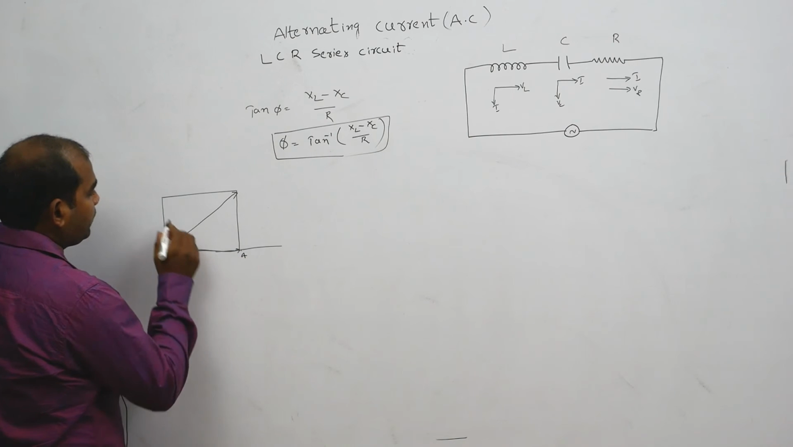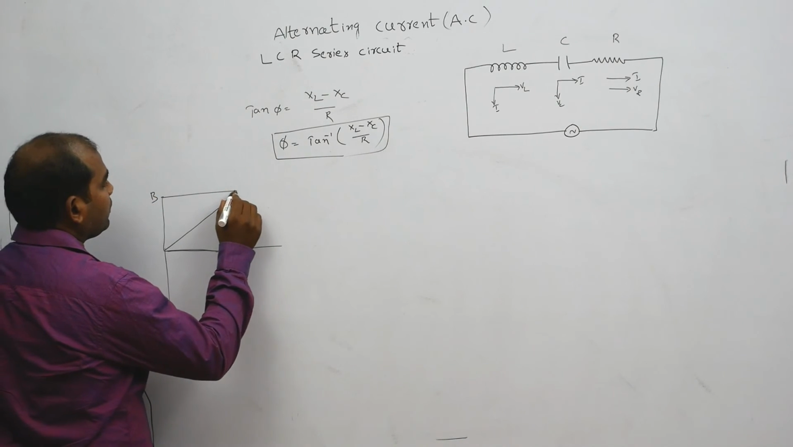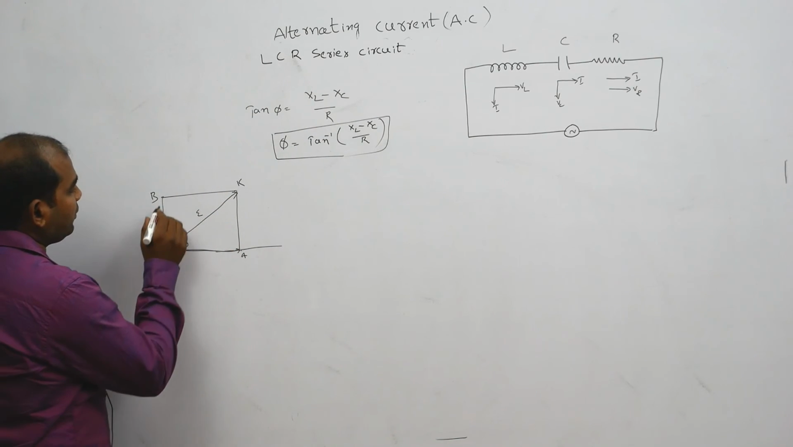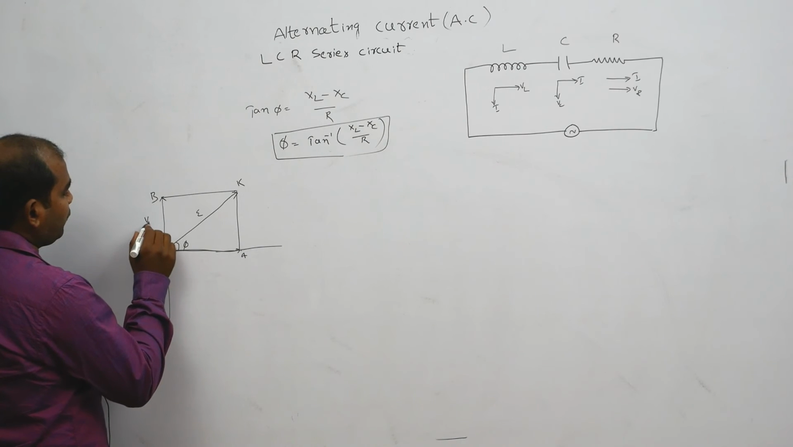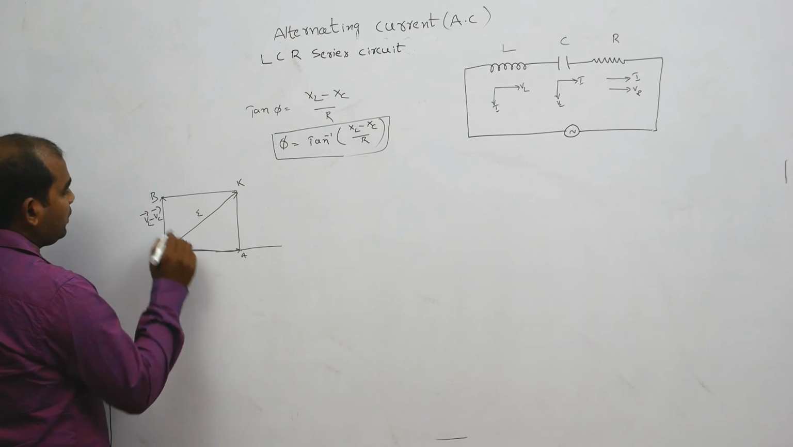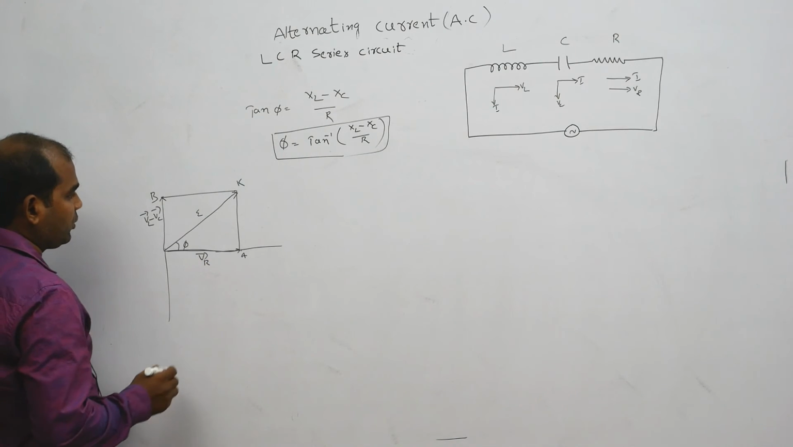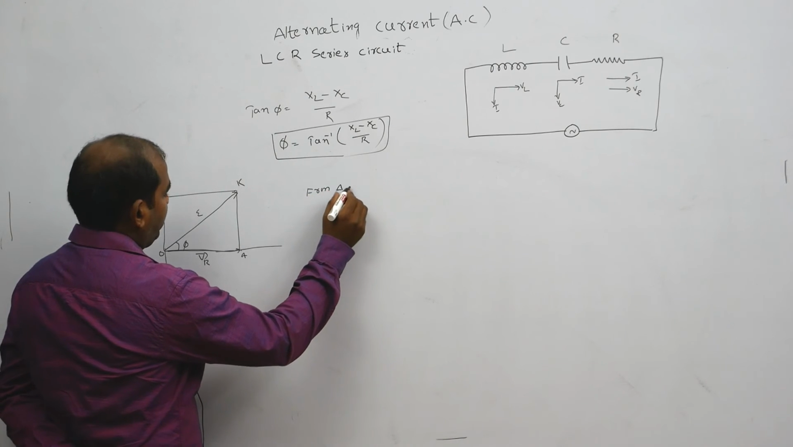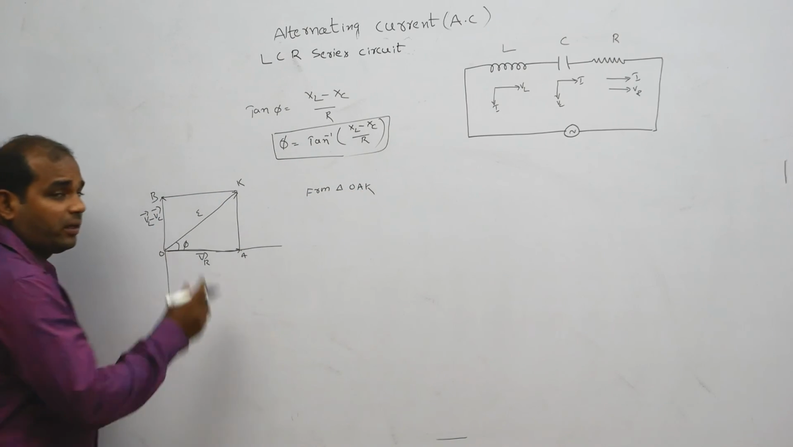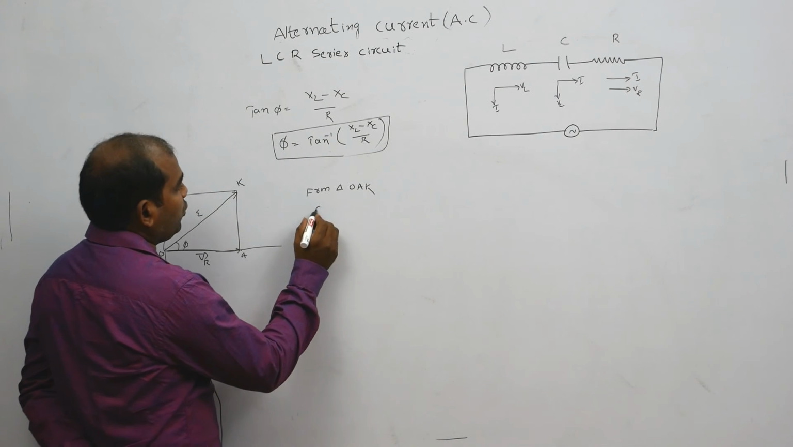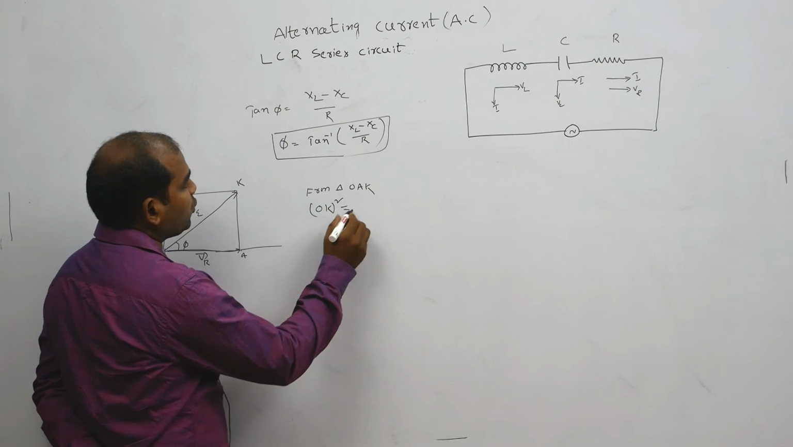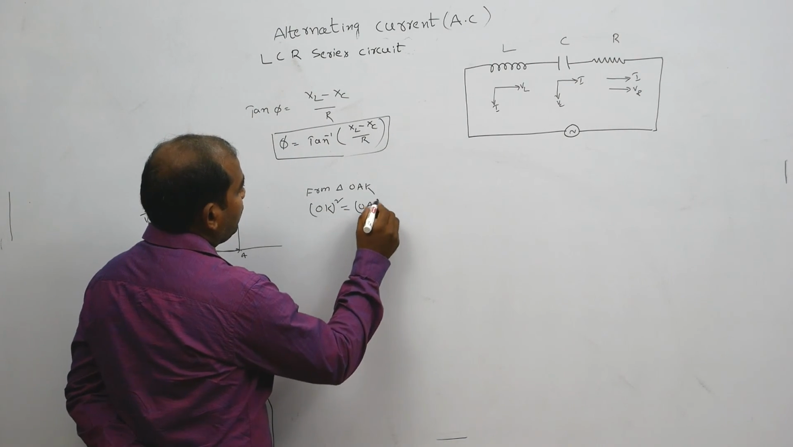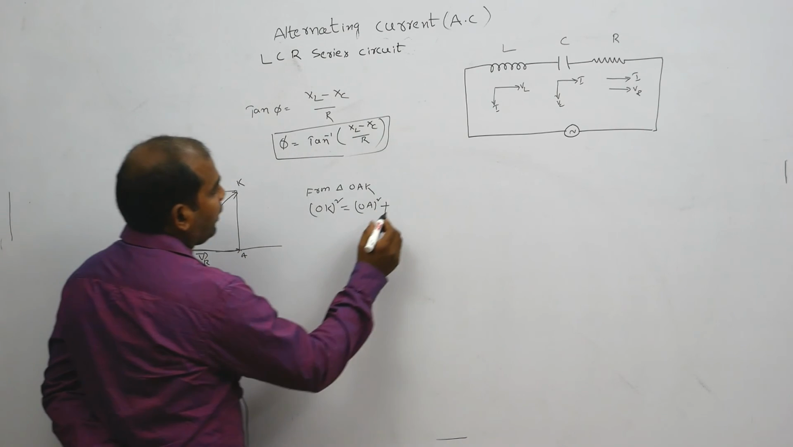This is A, this is B, this is taken as K, this is the resultant E, taking angle phi. This P bar is VL minus VC, this is the VR bar. So, according to this triangle, from right angle triangle OAK, the hypotenuse OK whole square is equal to side square plus side square, that is OA whole square plus AK whole square.